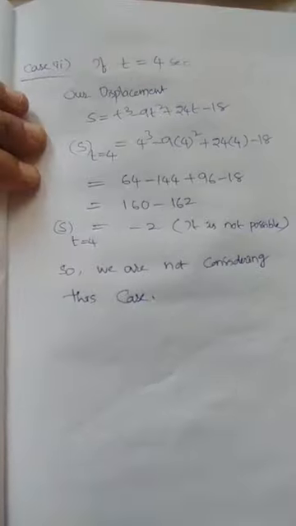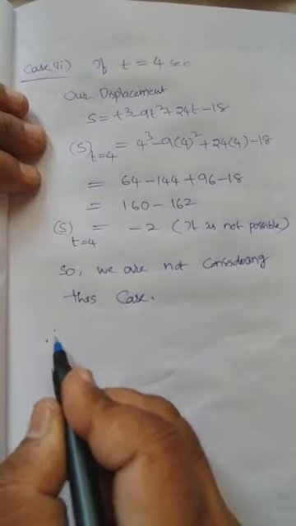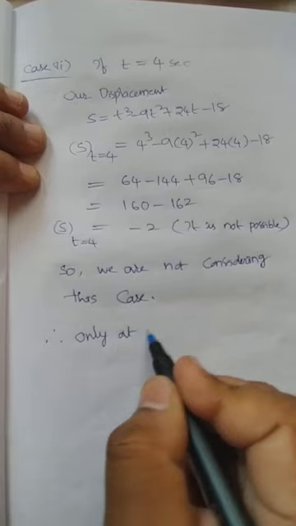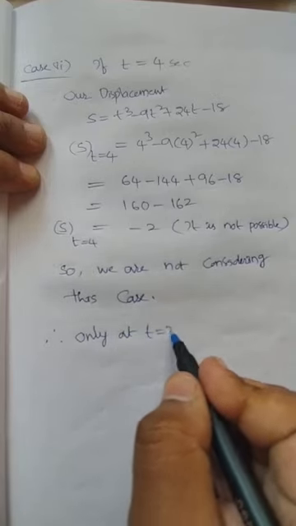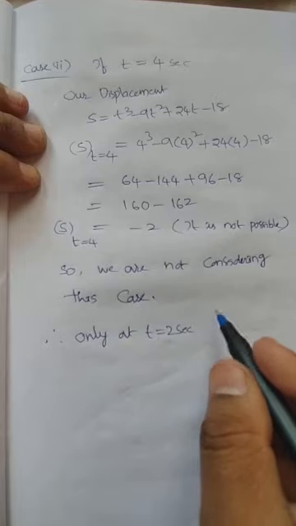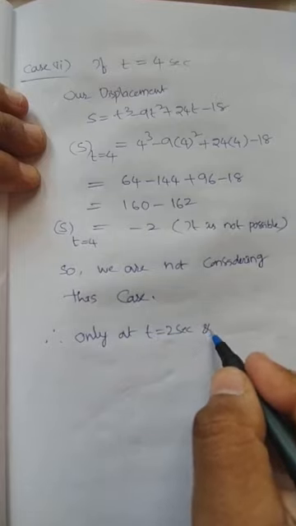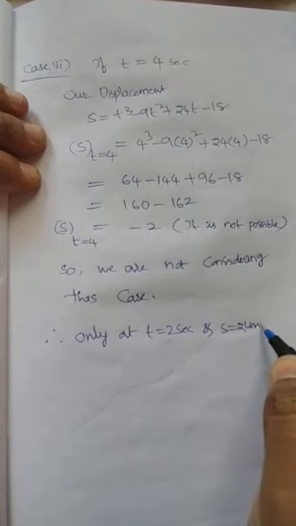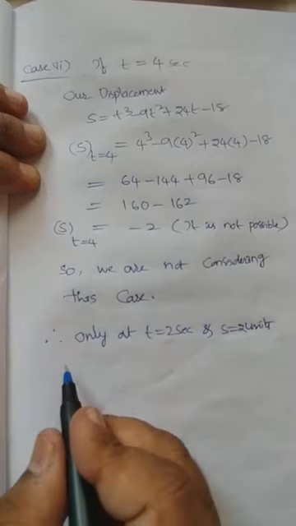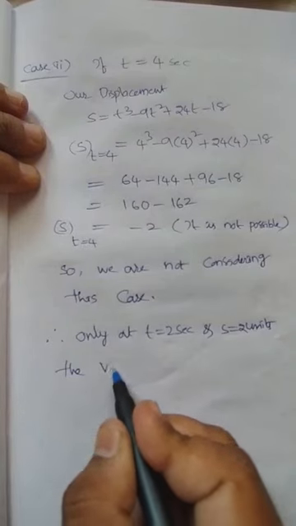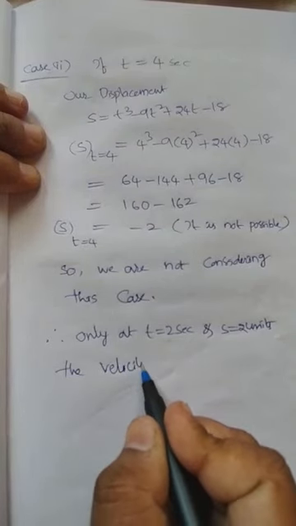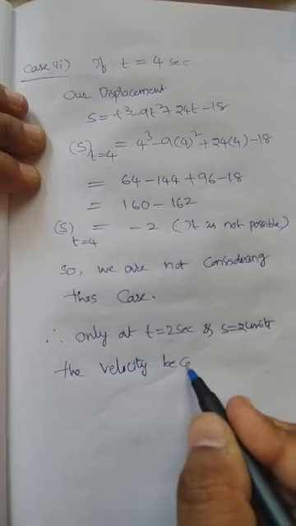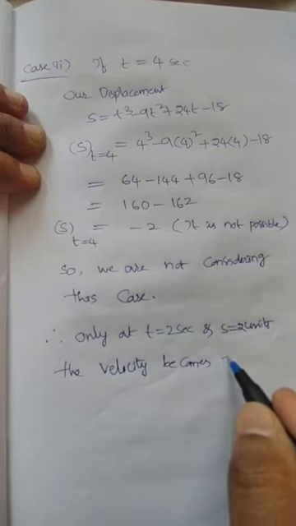Therefore only at t is equals to 2 seconds, I am supposing, and s is equals to 2 units, the velocity becomes 0.